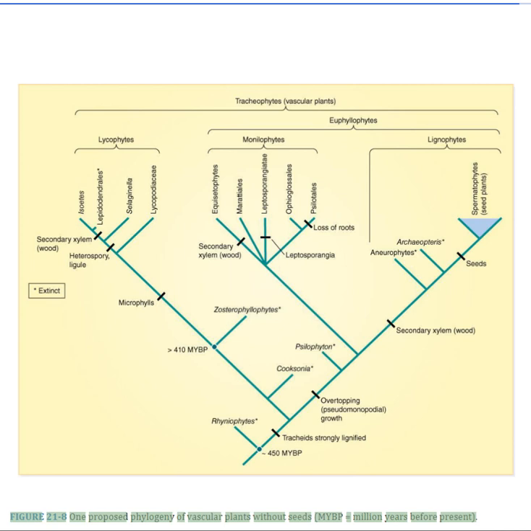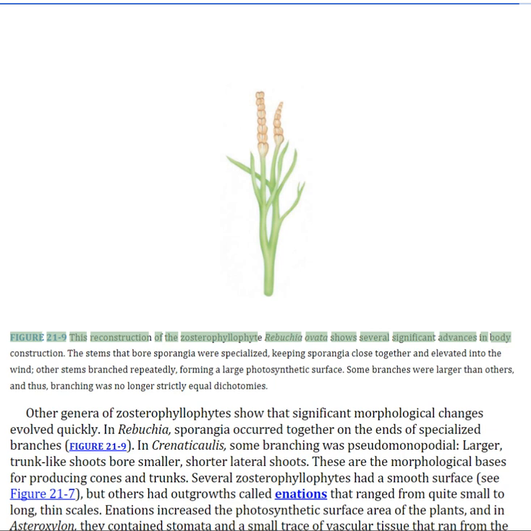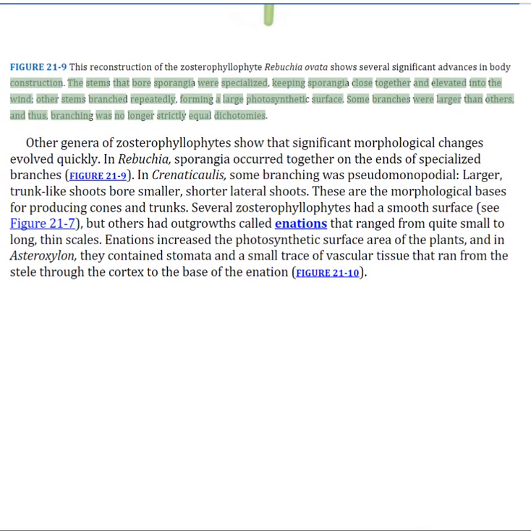Figure 21-8: Proposed phylogeny of vascular plants without seeds. Table 21-1: Characteristics of rhyniophytes and zosterophyllophytes. Figure 21-9: This reconstruction of the zosterophyllophyte Rhynia ovata shows several significant advances in body construction.